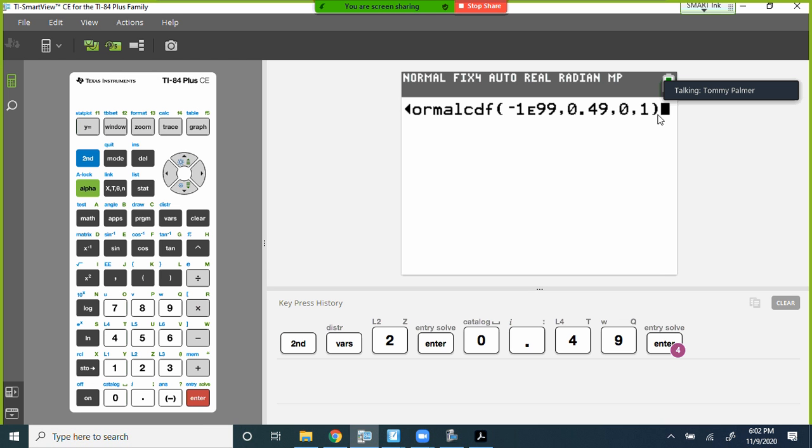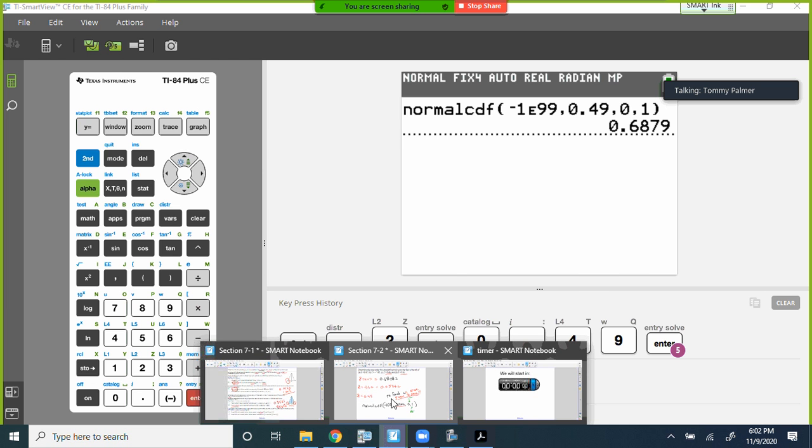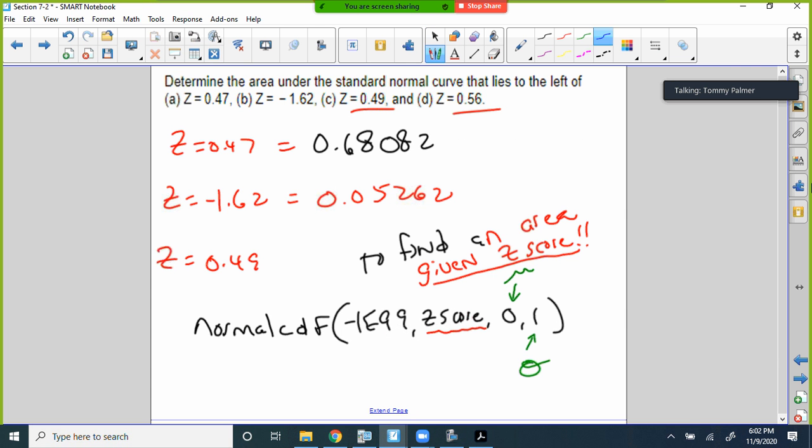Y'all ready? If you hit enter, you get 0.6879. Now, I'm at 4 decimal places, right? If I want more than that, then I need to just go to mode, and instead of being on 4, I need to go to 5 or 6, whatever it tells me I need to. But it gave me 0.6879, right? So, it's going to go back over here. 0.6879 of 0.49. Y'all agree? Yeah?